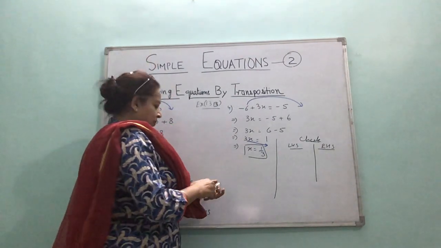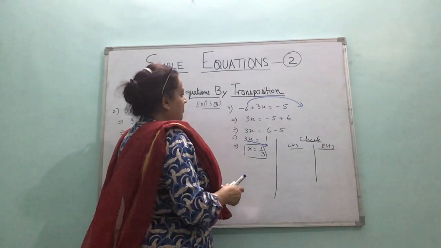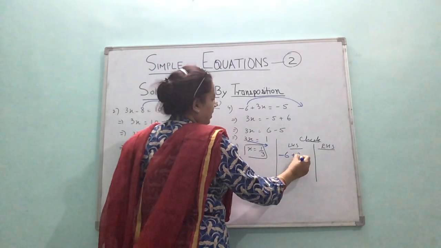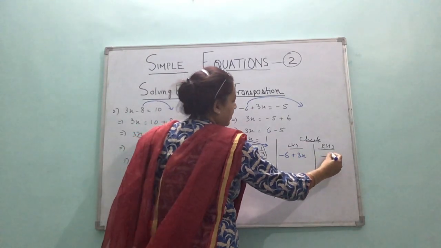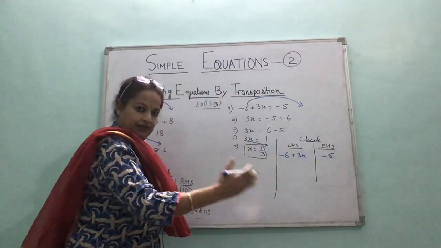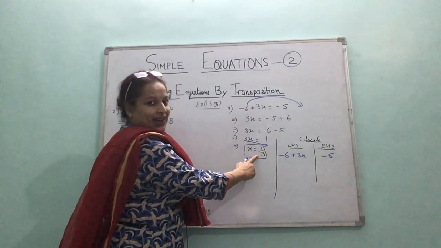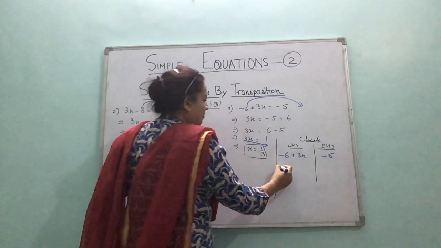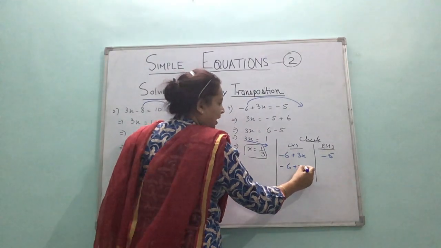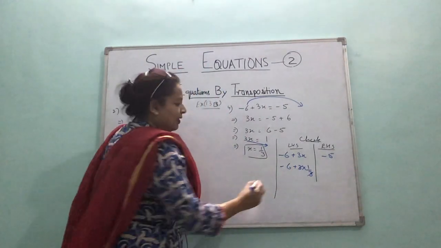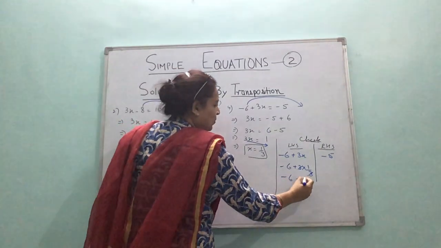Now I'll put the value here. LHS, what is the value here? I'll take this. Minus 6 plus 3x, and RHS is minus 5. Okay, I've drawn the line. Now wherever x is there, I'm going to put which value? 1 by 3. So minus 6 plus 3 into 1 by 3. 1. So it is minus 6 plus 1.